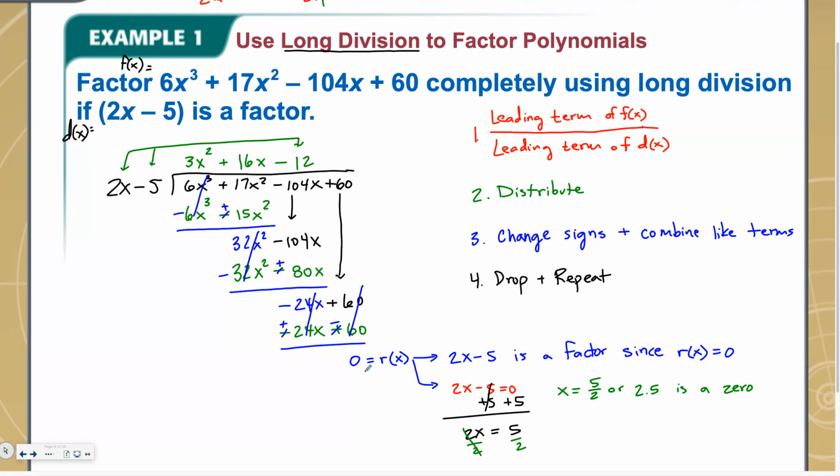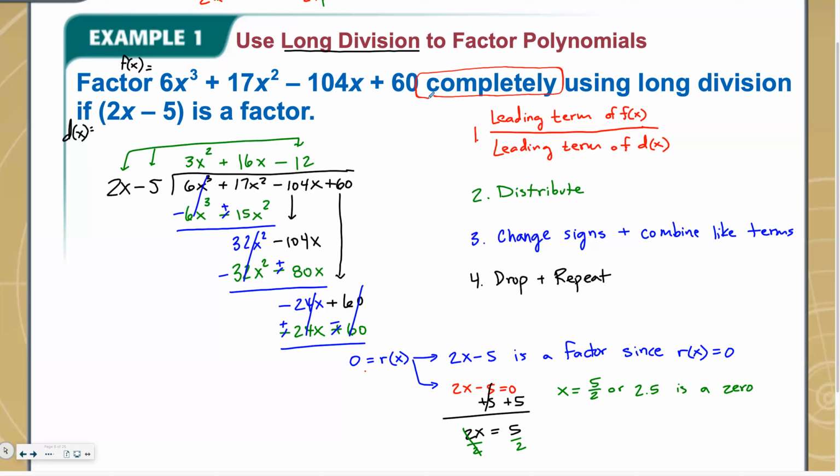That the original thing we're dividing by is a factor. And secondly, that factor will generate a 0 for us. Okay, now back up to the problem. It says factor this equation completely. Here's what that means: to continue factoring until you've found all of them.